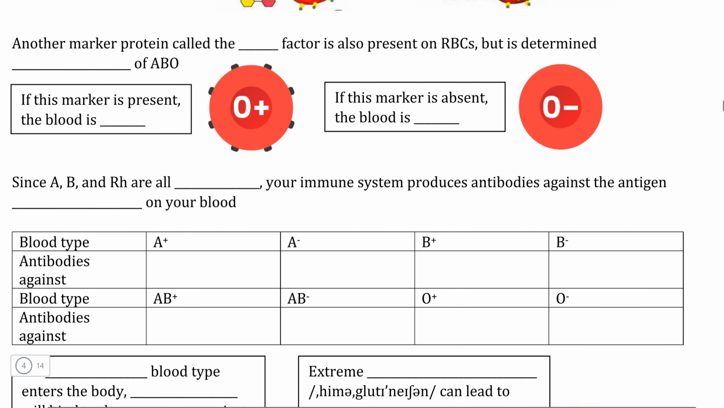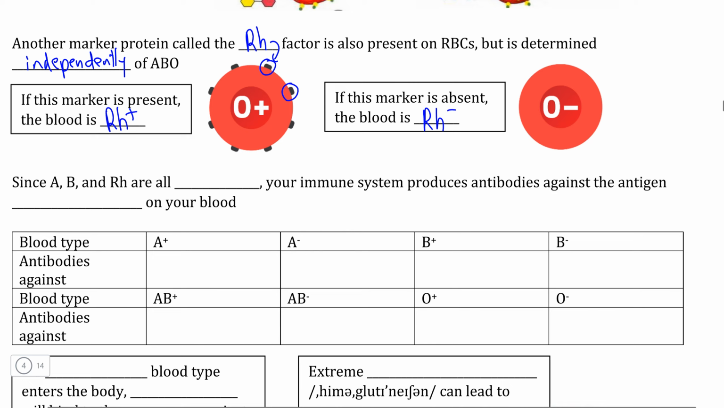Now, a third example of a marker protein which is inherited independently of A, B, and O, meaning that it is controlled by a separate gene, is another marker protein that we call the Rh factor. Now, we can see this red blood cell here, if we represent the Rh factor by these little black markers on the surface, we can see that this red blood cell is what we call Rh positive, because the Rh factor is present, whereas on this red blood cell we see no Rh factor here, and therefore we would label this red blood cell as Rh negative.